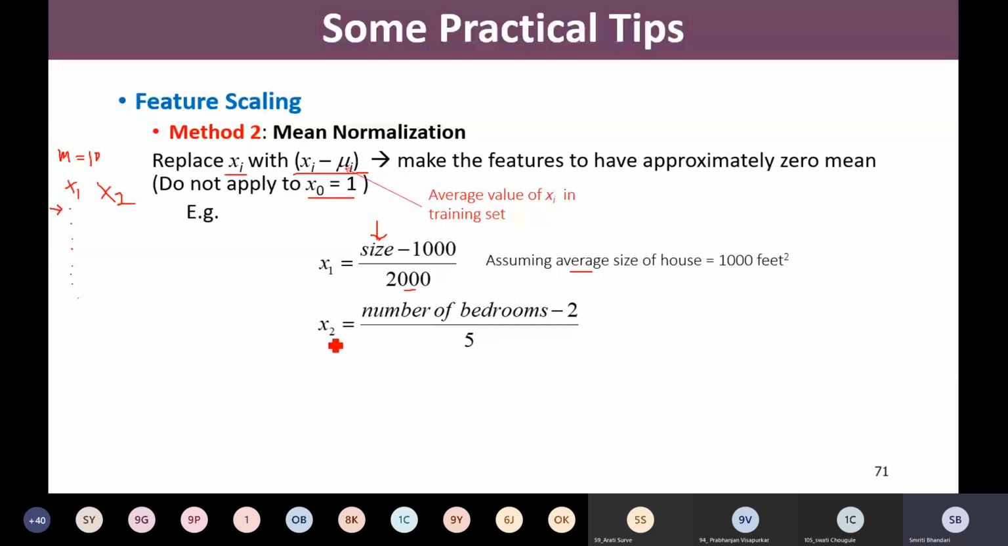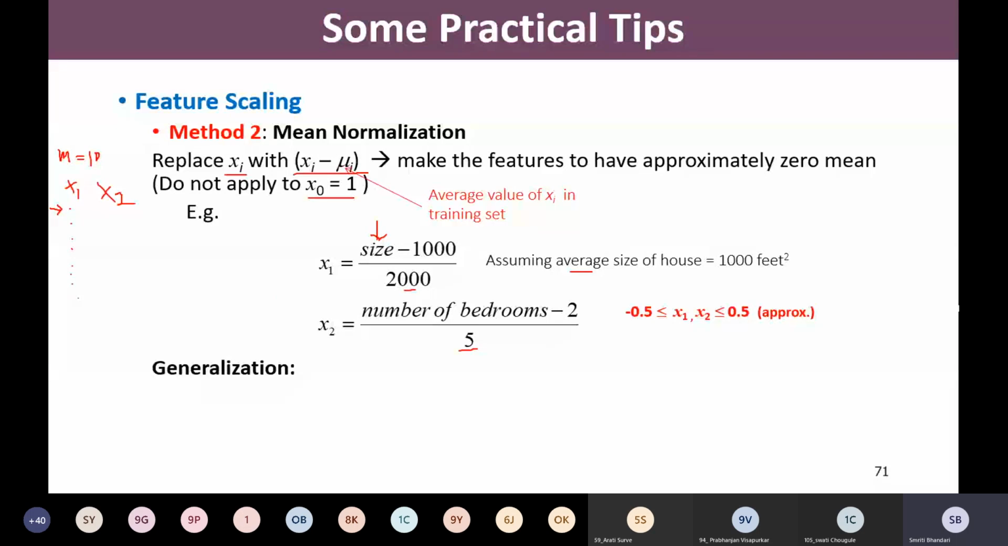Similarly, we may apply the same method for x2, number of bedrooms minus 2, assuming 2 is the average number of bedrooms in our data set, divided by the maximum number of bedrooms, that is 5. If we apply such a strategy, we have x1, x2 in the range minus 0.5 to plus 0.5. So approximately the same range for x1 and x2. This is another kind of feature scaling.